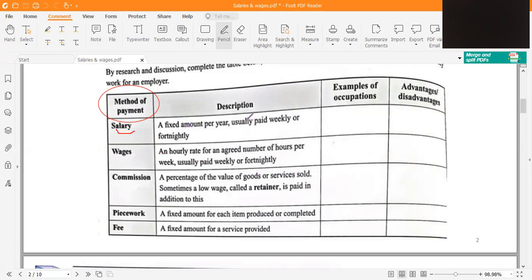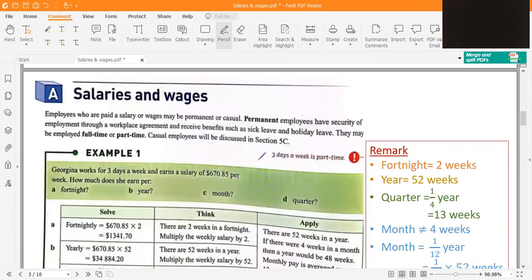By description and definition, salary is a fixed amount per year, per week, or per month, usually paid weekly or fortnightly. Wages, instead, are an hourly rate for an agreed number of hours per week, and are usually paid weekly or fortnightly. So we will start by what we mean by salary or wages.